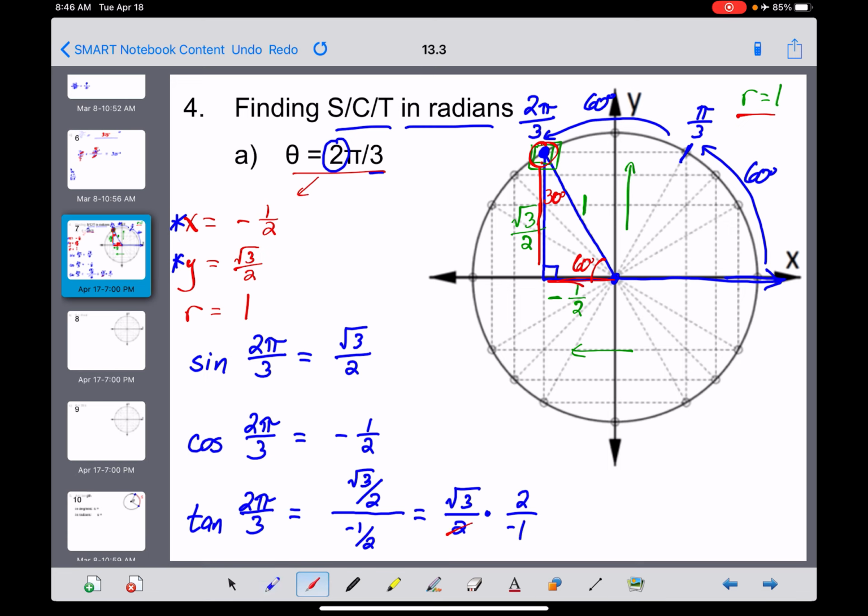The 2's, top and bottom, being multiplied, cancel each other out. And we're left with the square root of 3 over negative 1, which is simply negative square root of 3. So there's your answer for sine of 2 pi over 3, there's cosine of 2 pi over 3, and there's tangent of 2 pi over 3.